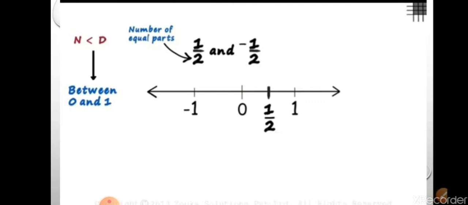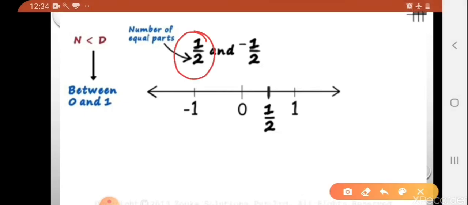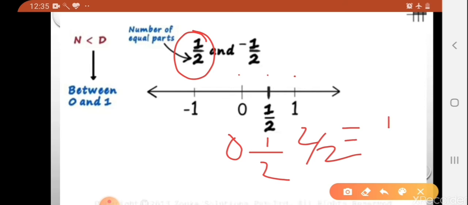Next, you have divided that into two equal parts. Now you have to represent 1 upon 2. So how will you read it? Here it is 0. Here it will be 1. Here it will be 2. Here you will say 0, here it will be 1 upon 2, and here it will be 2 upon 2, that gives 1. So what you have got here is 1 upon 2. Clear?